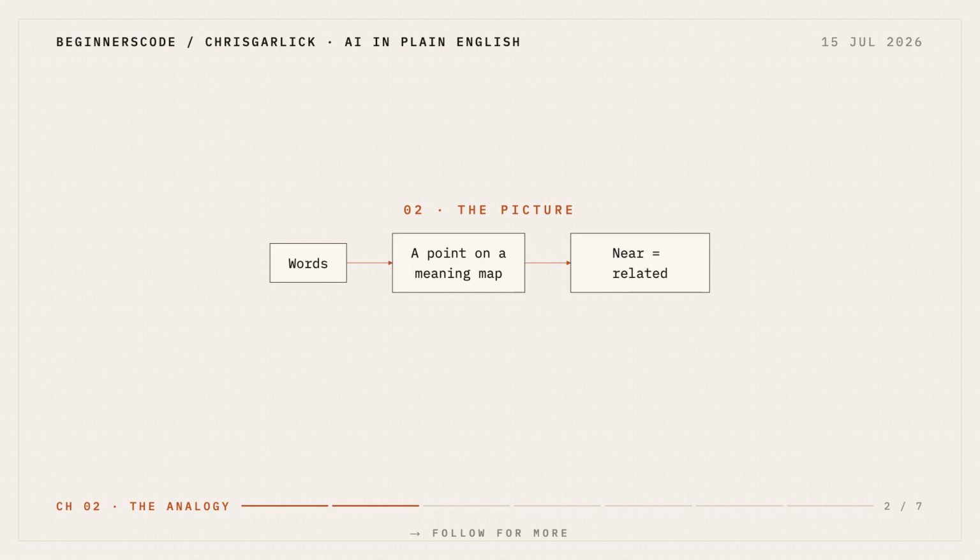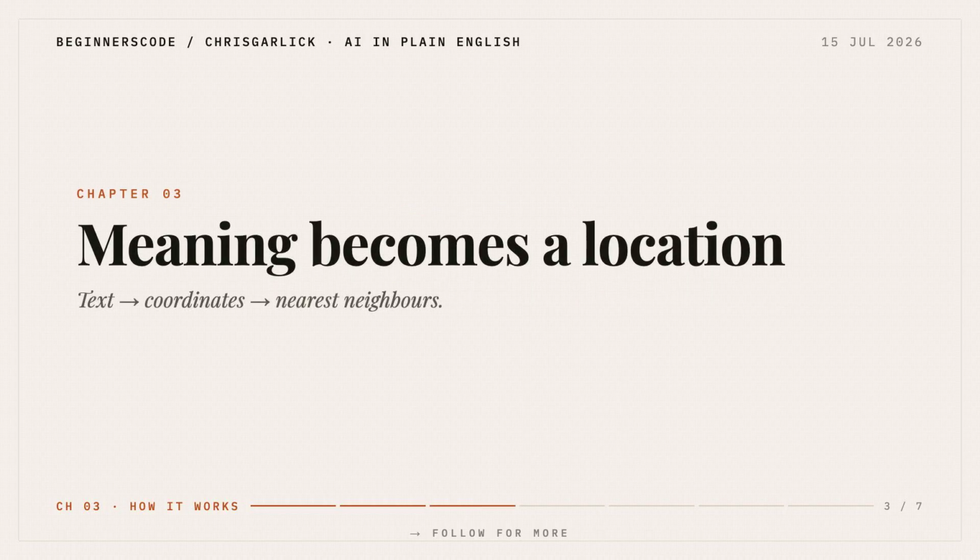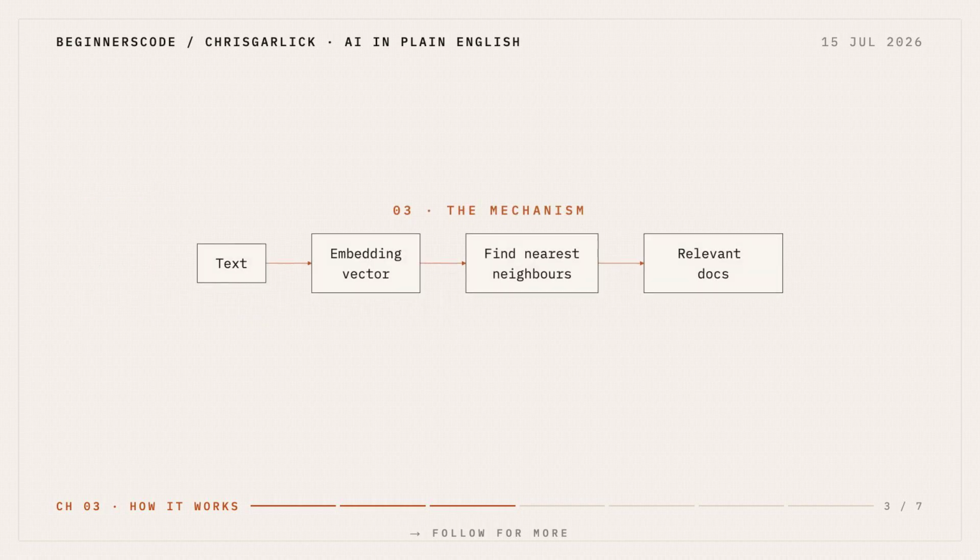Now, how does text actually become a location? That's the mechanism. Here's the pipeline from start to finish. Step 1. Every document you own is run through an embedding model. Out comes a long list of numbers. Think of it as coordinates. Not 2 coordinates like on a real map, but hundreds. Together, they pin that text to a precise spot in a space of meaning.